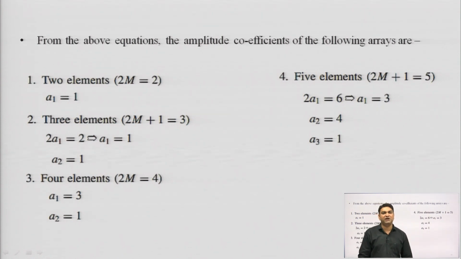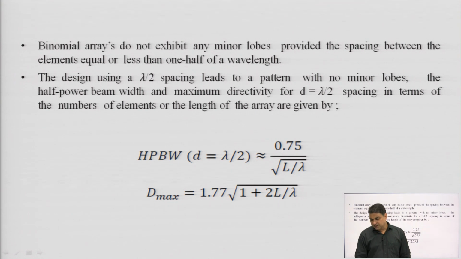Simply, in this analogy, for different numbers of elements, when two elements are taken, 2m equals 2 and A1 equals 1. When there are 3 elements, A1 equals 1, A2 equals 1. For 4 elements, A1 equals 3, A2 equals 1, then 5 elements and so on. So, you can obtain the different coefficients in the binomial array system. Binomial arrays do not exhibit any minor lobes provided the spacing between the elements is equal to or less than half of a wavelength, because this is the primary condition given by John Stone to form a binomial array system. The design using lambda by 2 spacing leads to a pattern with no minor lobes.